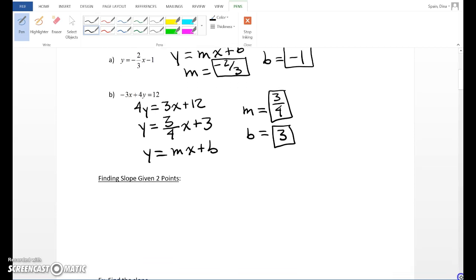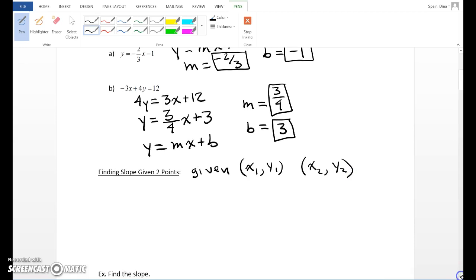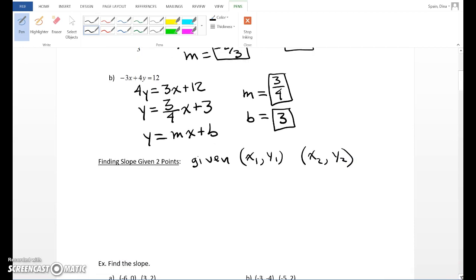But calculating a slope, what if they give you two points? Alright, let's be given two points. Here's an x1, y1, that's the first ordered pair. Here's my second ordered pair, an x2 and a y2. To calculate a slope here, you may remember rise over run for a slope.